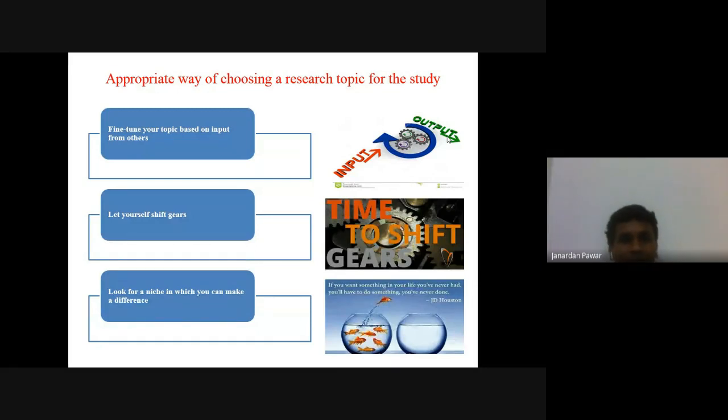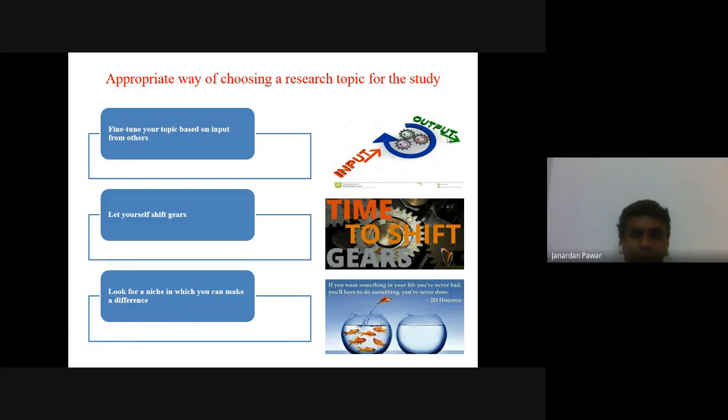Then let yourself shift gears. Once you feel that now everything is okay, most of the important knowledge I have gained and I can go for the topic, then start writing your proposal draft. Then look for an area in which you can make a difference. Always think about this. Always go for such kind of things where you can make a difference.